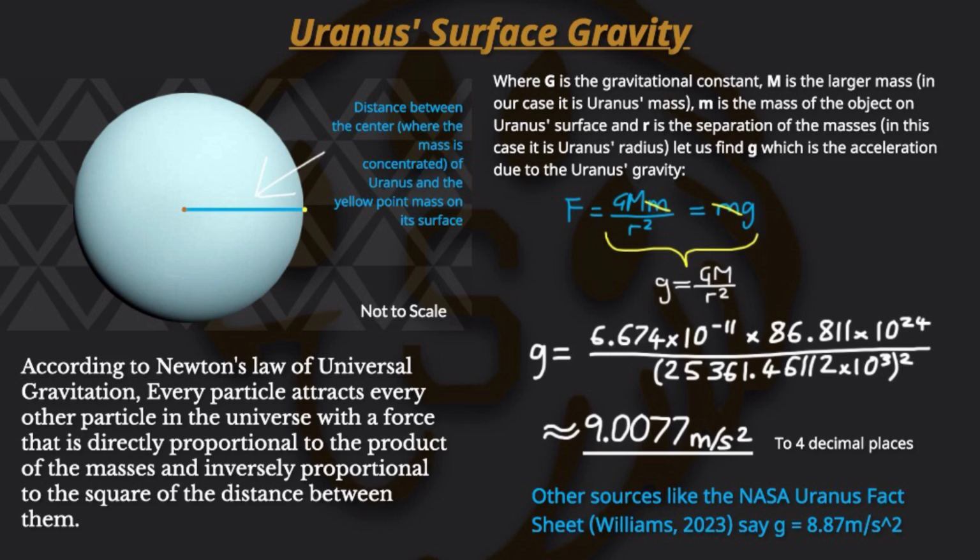We're also equating the two forces from the two laws that Sir Isaac Newton left for us, and we then get g is equal to GM over r squared. And then plug in the values, but the mass that we're going to be using is the mass of Uranus, and the separation is going to be the radius of the planet. I think the diagram there can show you what I mean. Where the brown dot is, that's the center of Uranus, and that is where the mass is concentrated.